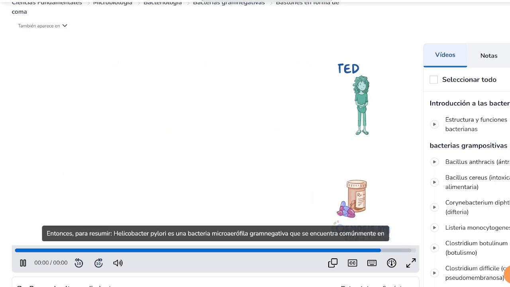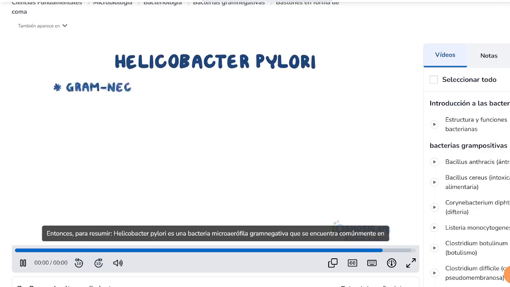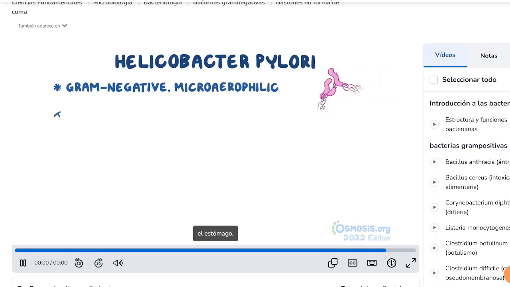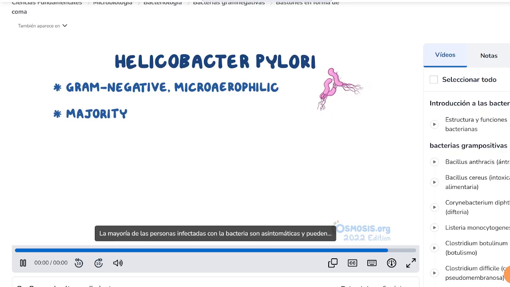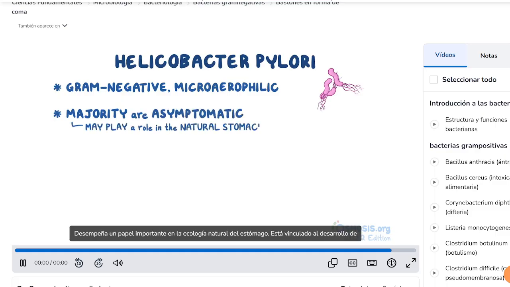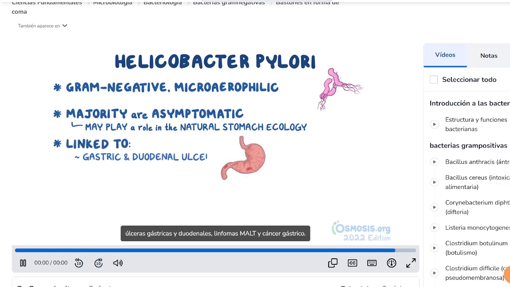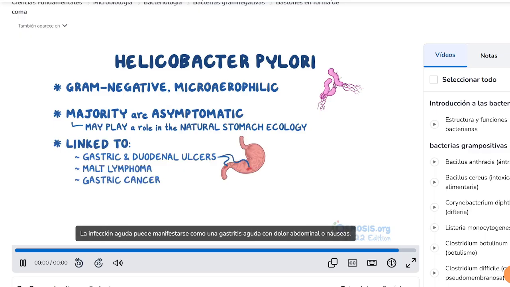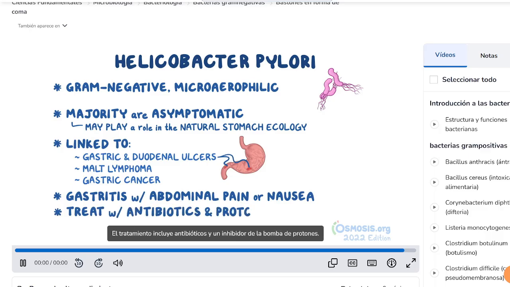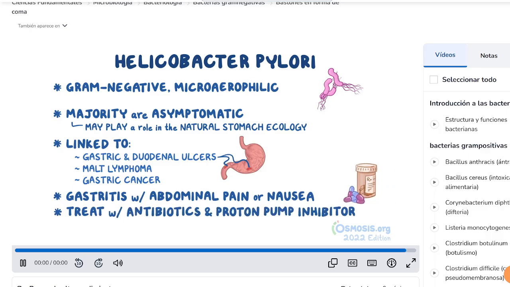So, to recap, Helicobacter pylori is a gram-negative microaerophilic bacterium commonly found in the stomach. The majority of individuals infected with the bacterium are asymptomatic, and it may play an important role in the natural stomach ecology. It's linked to the development of gastric and duodenal ulcers, malt lymphomas, and gastric cancer. Acute infection may appear as an acute gastritis with abdominal pain or nausea. Treatment includes antibiotics and a proton pump inhibitor.